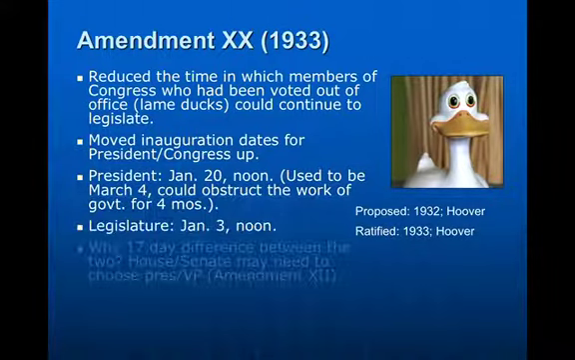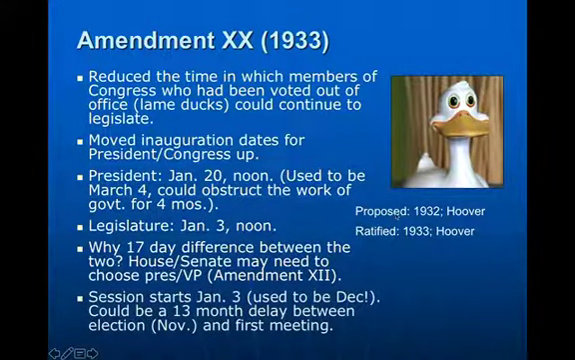Okay, so the lame duck amendment, the 20th Amendment, another one here that deals with the presidency and Congress. Okay, so way back in the day, the president and Congress would take office in March. Okay, and so the issue here is this: You would have an election in November, okay? New members of Congress and a new president may be elected. They would not take office until March.